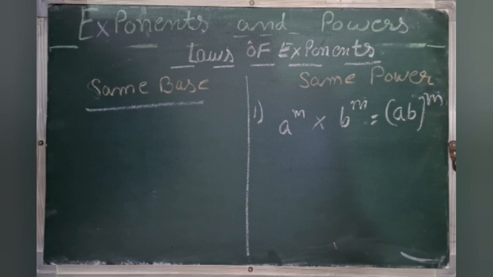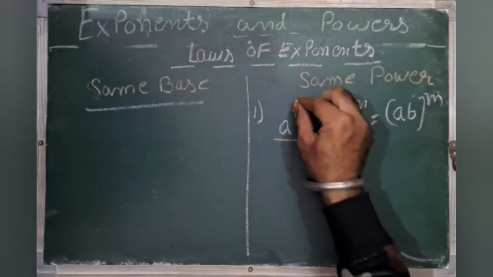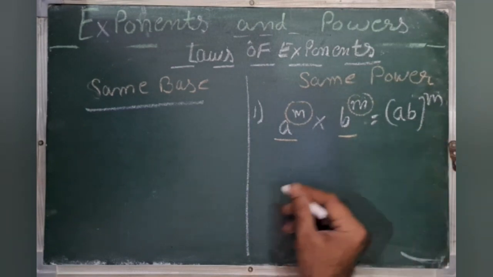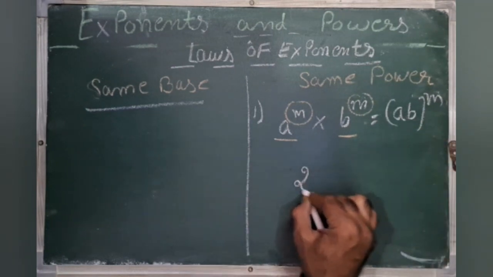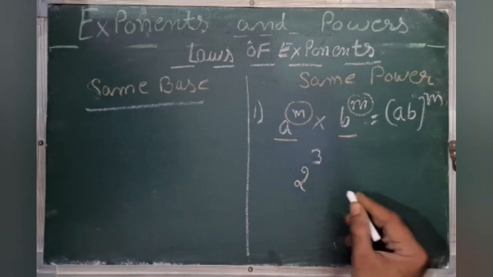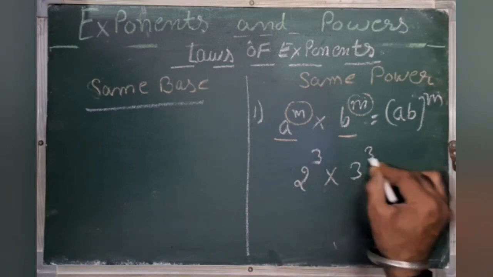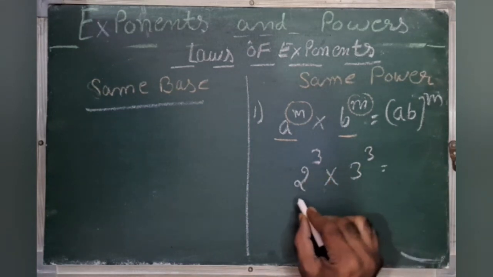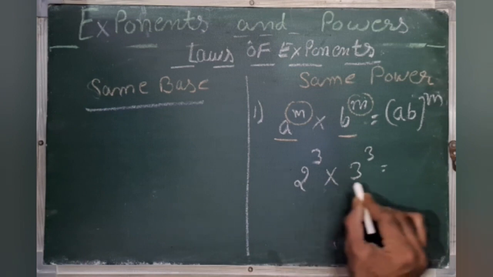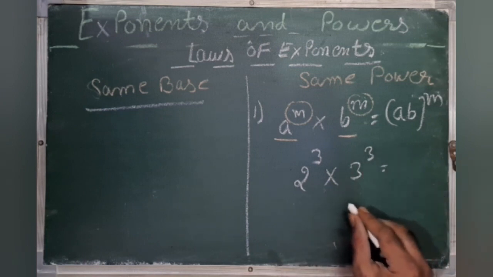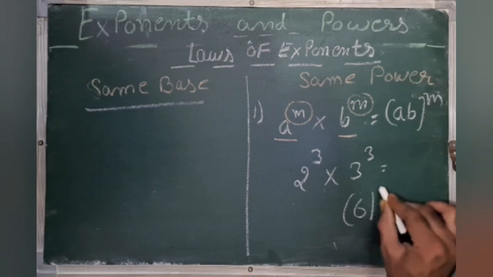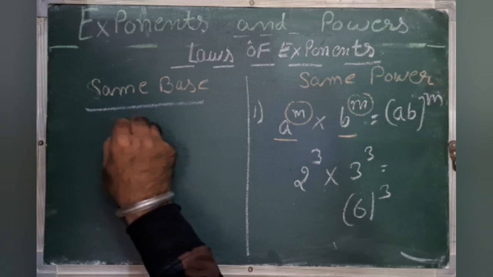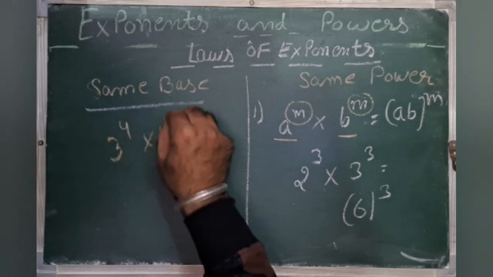So what is the meaning of this? In this the bases are different but the power is the same. An example, we write it this way. 2 power 3 multiply 3 power 3. In this, the bases are different, but the power is the same. So we multiply the bases. 2 3s are 6, and the whole power is 3, so 6 power 3.